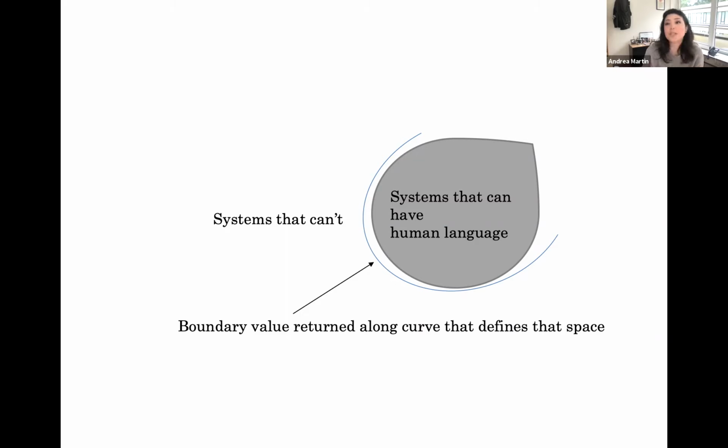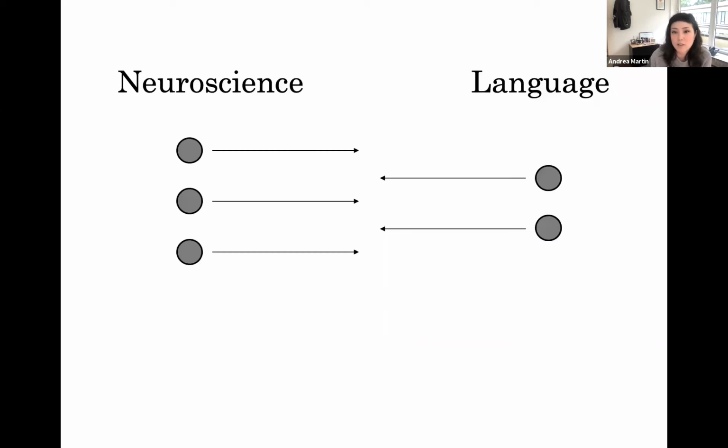So the important notion here is that we can divide systems that can have language and those that can't by defining these boundary conditions or the solution to the boundary value problem that delineates these two spaces. So then the question can become a little bit more accessible, as in what properties do you need to fall into a space of systems that can have something like human language and systems that can't. And I find that's a sort of accessible way of delineating the problem.